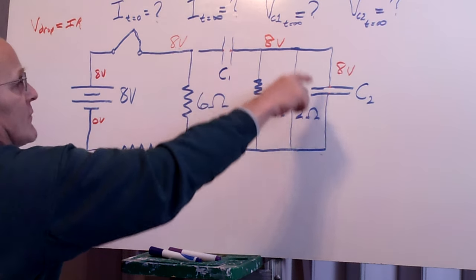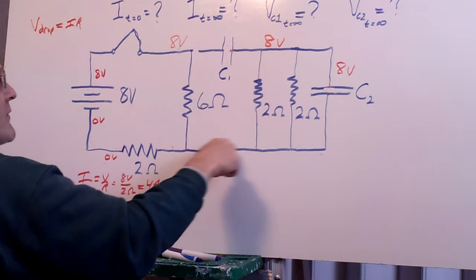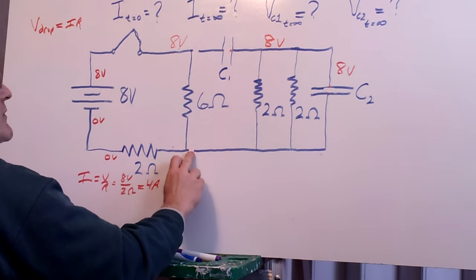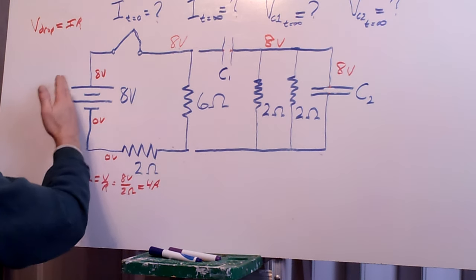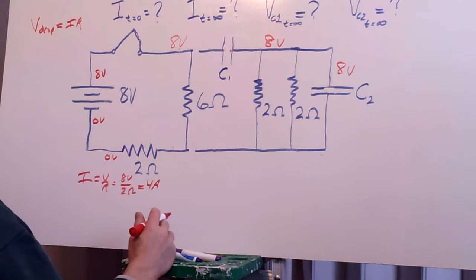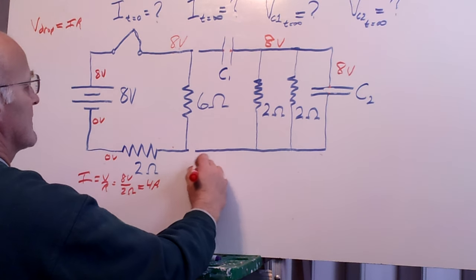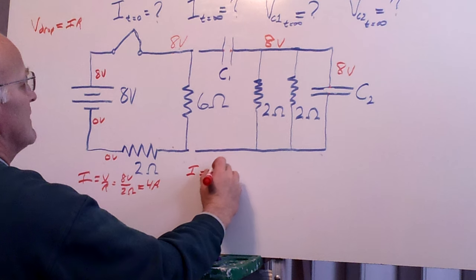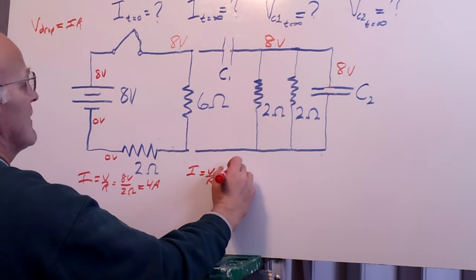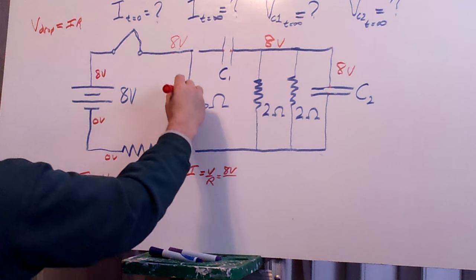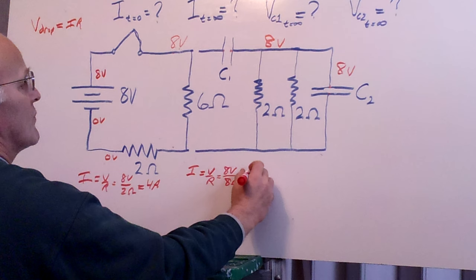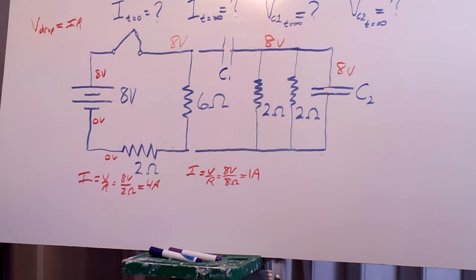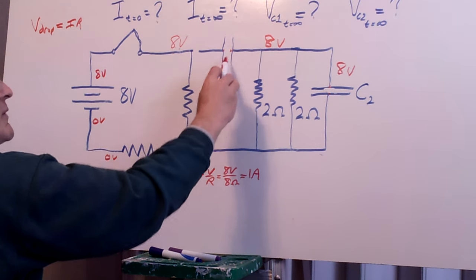And now, since we have nothing where these circuits can complete throughout the rest of it, this whole branch, we can maybe just go ahead and cut it there too. Just to remind us that now the only part of the circuit that matters is the left loop. And so after a long time, our current is going to end up being V over R once again. And in this case, 8 volts divided by 6 ohms and 2 ohms, or 8 ohms. And that gives us 1 amp of current after a very long time. So then my next question is, what happens to the voltage across C1?